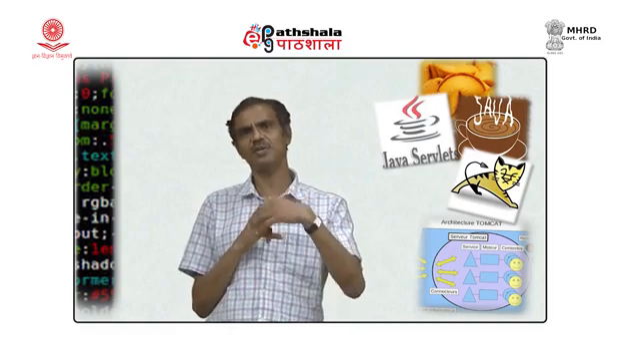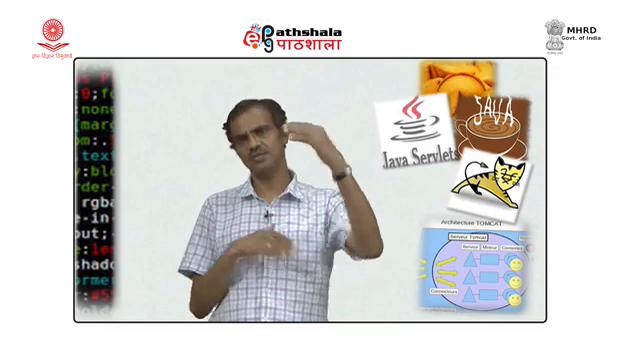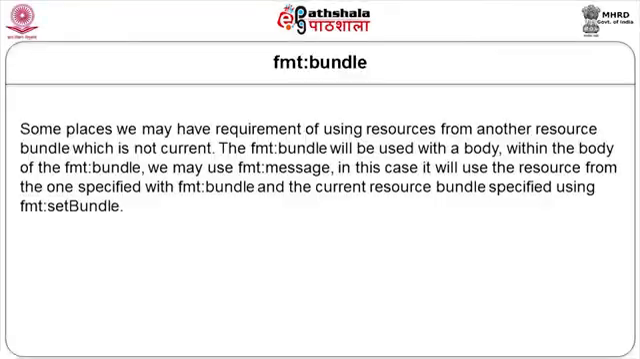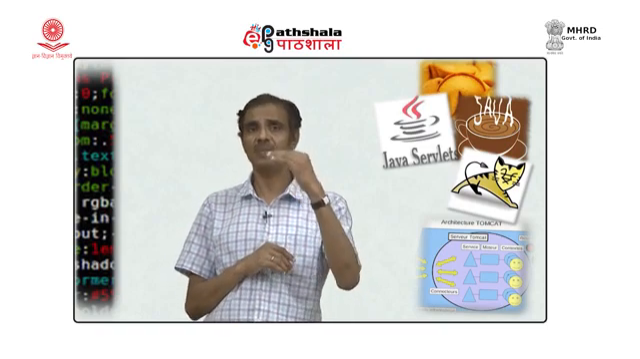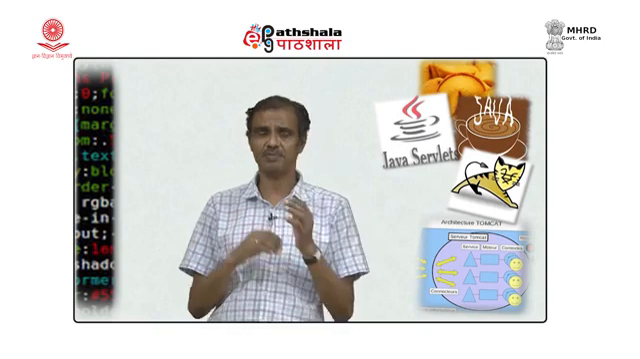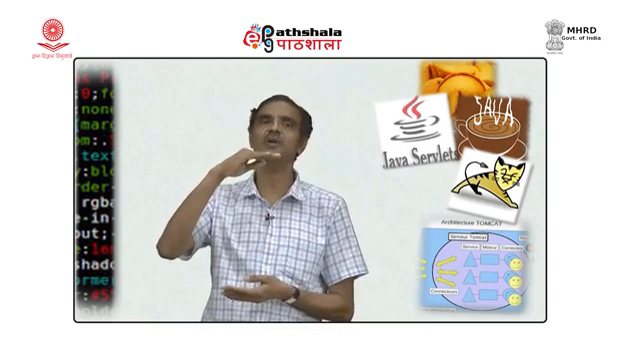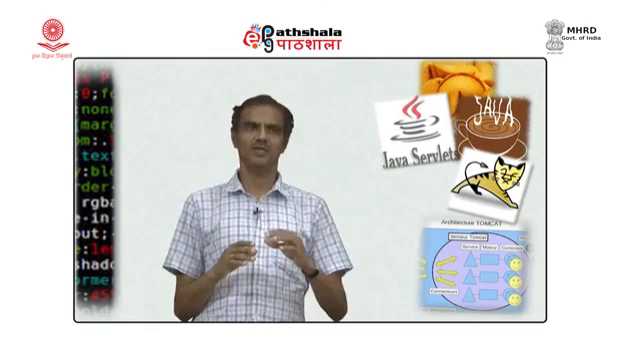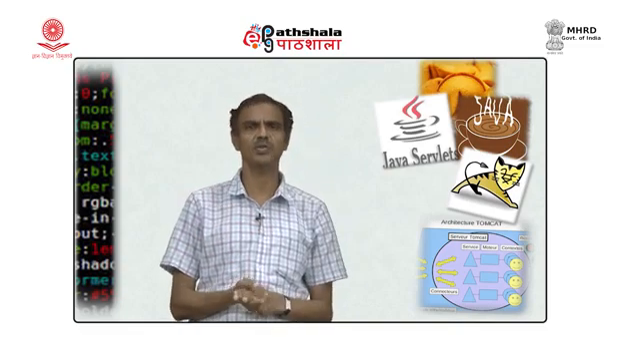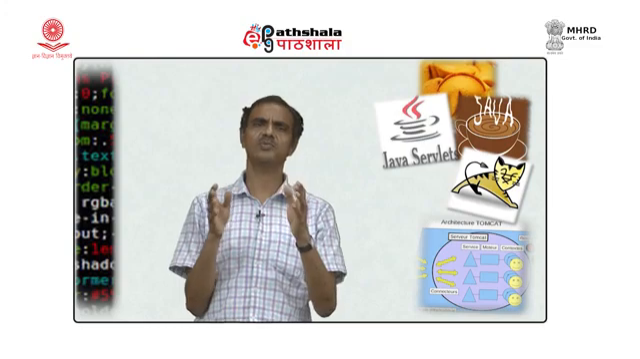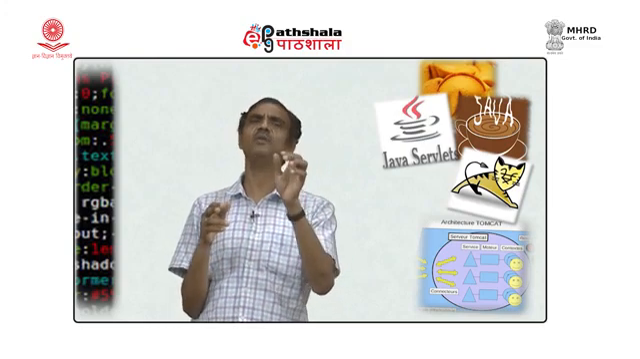Now, you may have a requirement for a particular part of the body. When I say c:setLocale, it is the locale setting for the entire thing. Even when I say fmt:setBundle, I am setting the resource bundle for the entire JSP page from that point onwards. But I might be interested, not for the entire page, but for a small segment, in using a different resource bundle. So in order to use that different resource bundle, we have fmt:bundle.